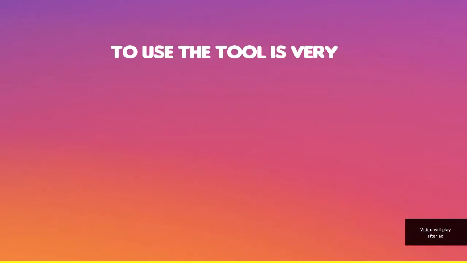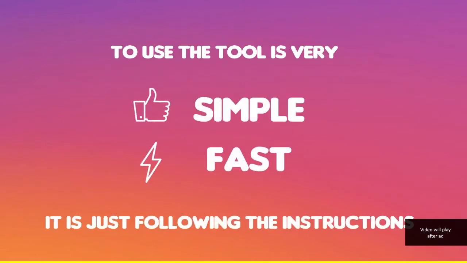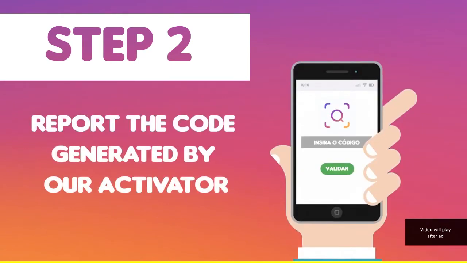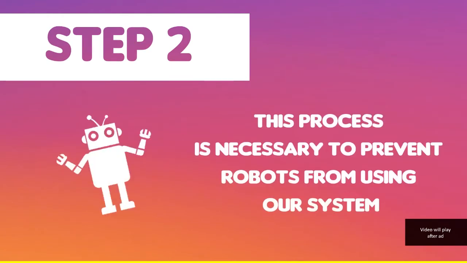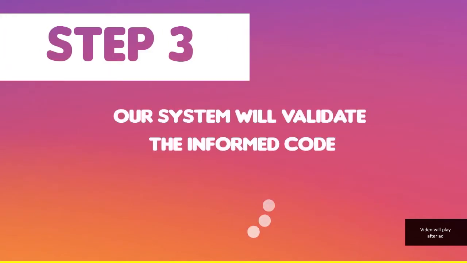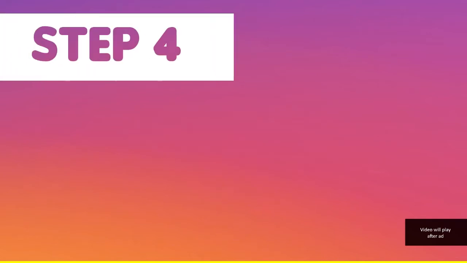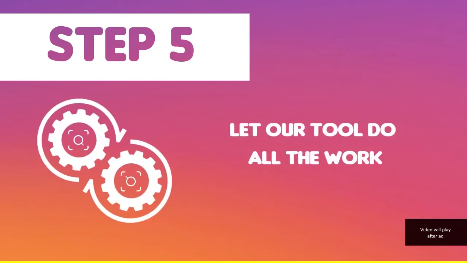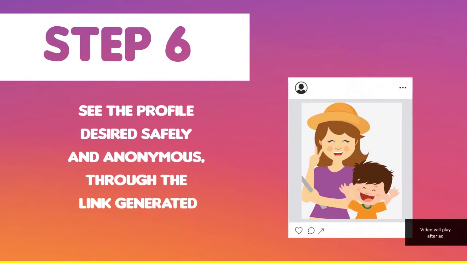To use this tool is very simple and fast. Just follow the instructions. Step 1. Access our search engine. Step 2. Report the code generated by your activator. This process is necessary to prevent robots from using your system. Step 3. Our system will validate the informed code. Step 4. Report the username of the profile you wish to view. Step 5. Let our tool do all the work. Step 6. See the desired profile safely and anonymously through the generated link.